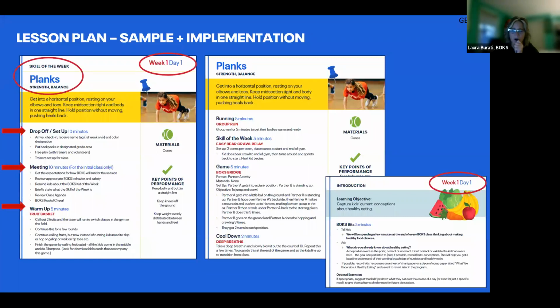This is an example of what our functional fitness for elementary looks like. We focus on a functional skill of the week. This one is planks, and it happens to be a 12-week program. You can see week 1, day 1, with 3 days of programming. The structure is a drop-off meeting, warm-up, and a running activity. Then we have the skill of the week, planks, which is always followed by a game, and our cool down and nutrition bit, over here on the right. On the left, it tells you what materials are required, and then there are 3 points on the performance of the skill of planks. So that's the layout of our lesson plans.